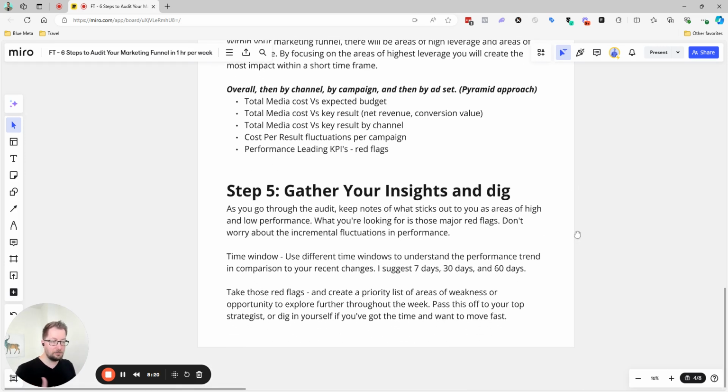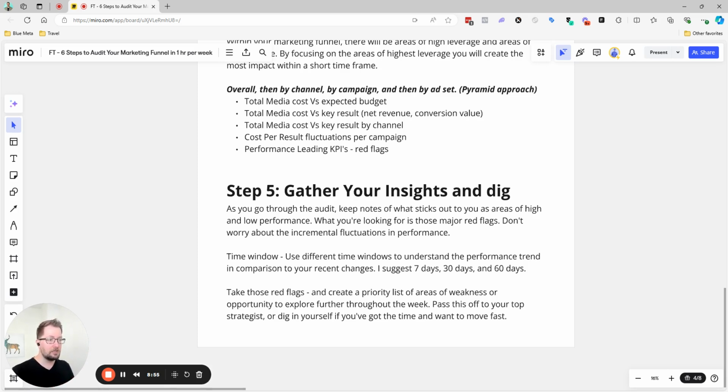And so as you're gathering your insights, when you're finding those red flags, you're looking for the places to dig. You have to make sure that you have the right time window, right? So I suggest looking at 7 days, 30 days, 60 days. This way you can see not only what's happened recently, but also what the trend is. You might find that recently in the last 7 days, your results are great, and in the last 60 days, they're not great, right? So that means we've got positive momentum going into the next week if that continues. So make sure you're looking at different time windows. Don't just look at 30 days and that's it.